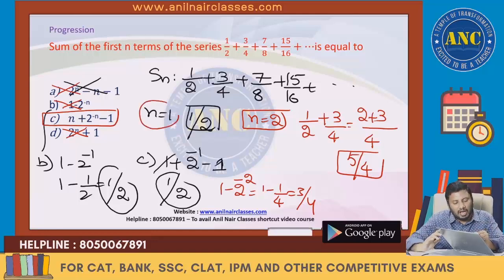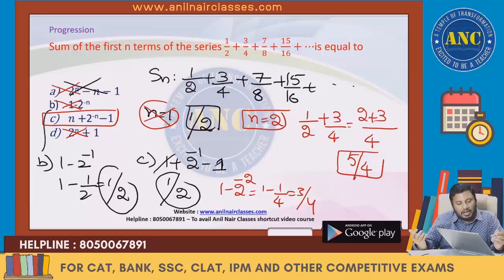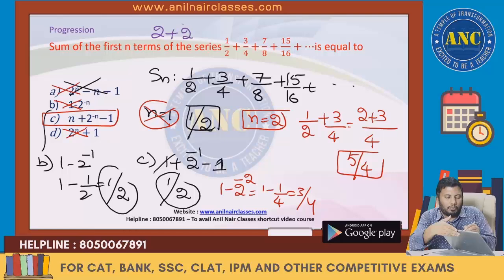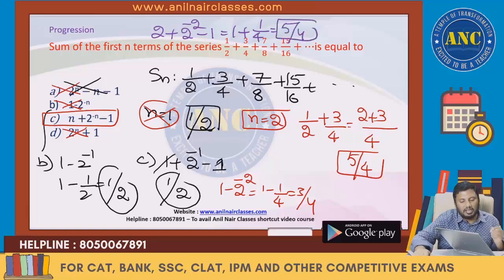That is the reason. Avoid using n equivalent to 1. There could be a choice where you are getting more than one answer option. If I substitute n equivalent to 2, 2 plus 2 power minus 2 minus 1, which is 1 plus 1 by 4, which is nothing but 5 by 4. Idea clear, right? Start with n equivalent to 2. It might give you answers very fast. Avoid n equivalent to 1. I hope the idea is clear.